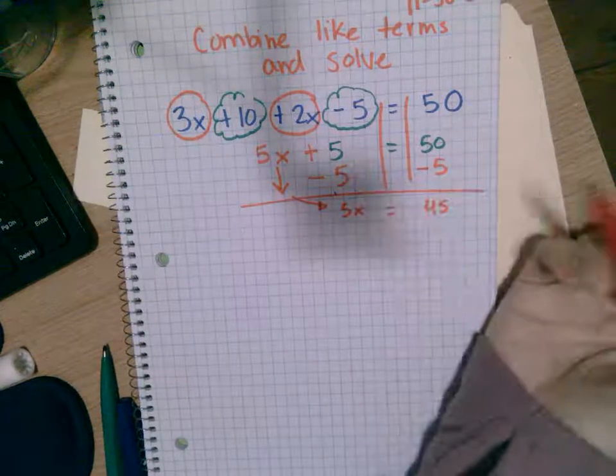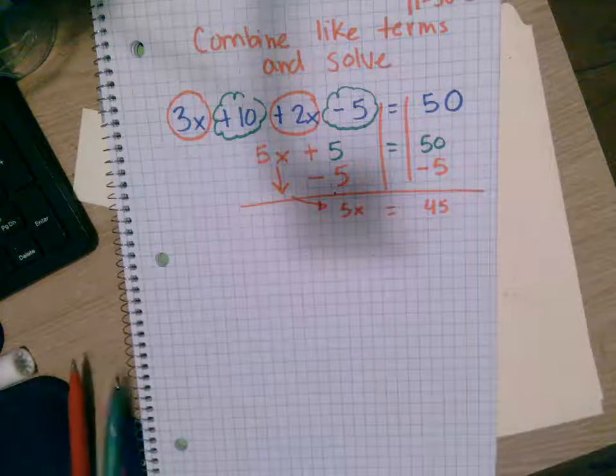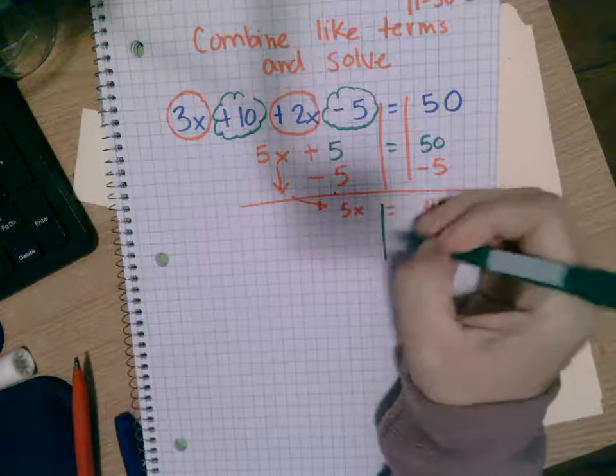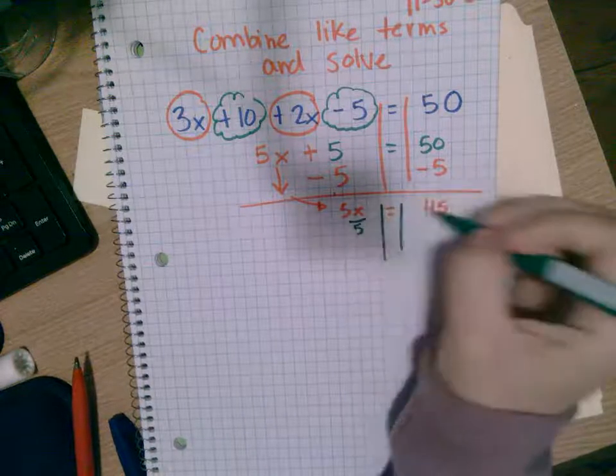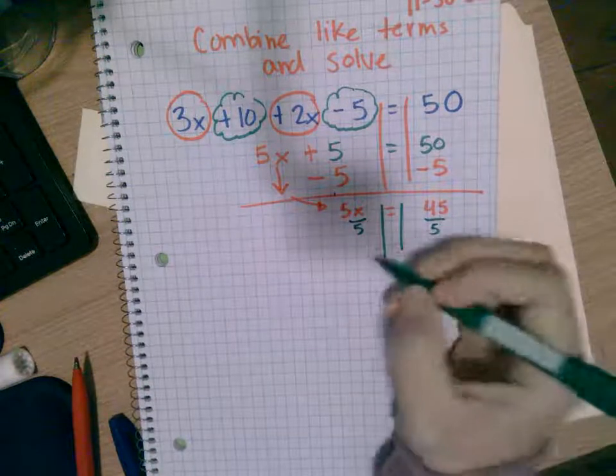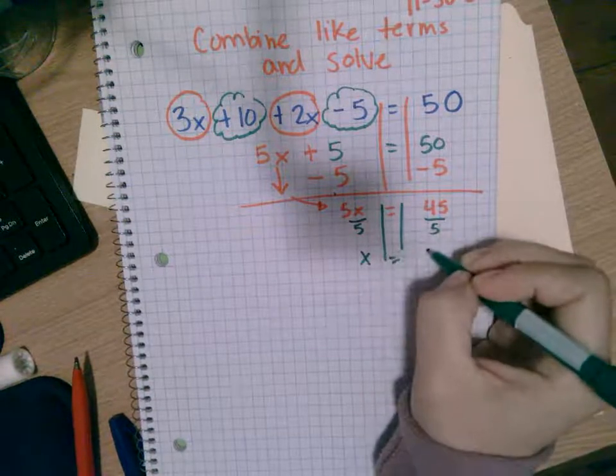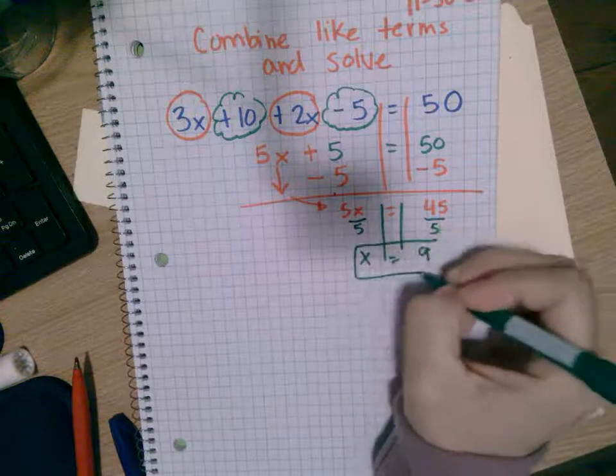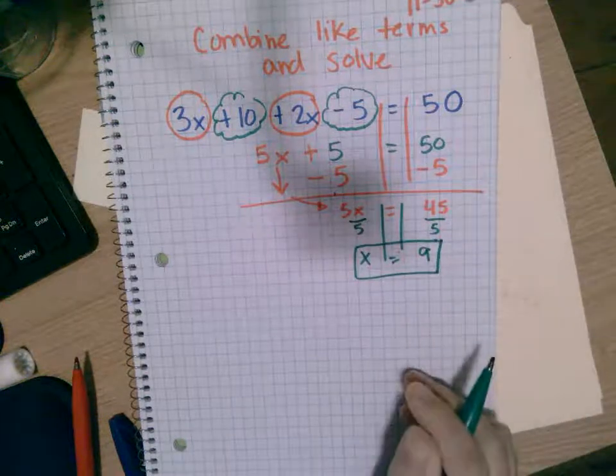So we bring that down, that equals 45. How do I break up the 5x? We just have to divide by 5, divide by 5. So we have x equals 9.